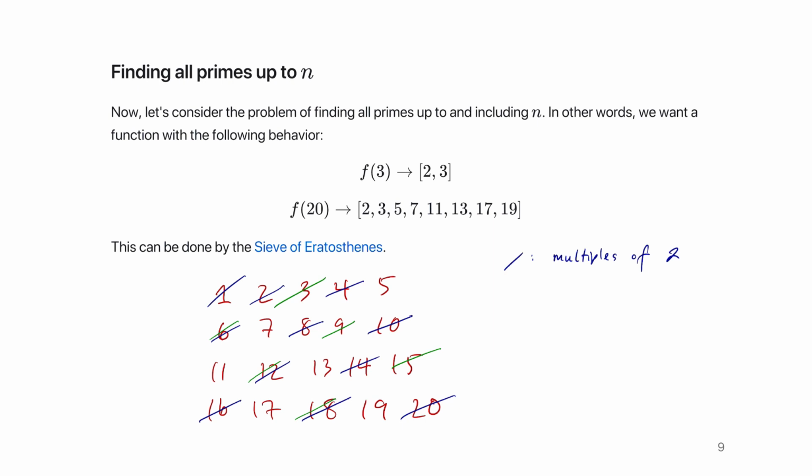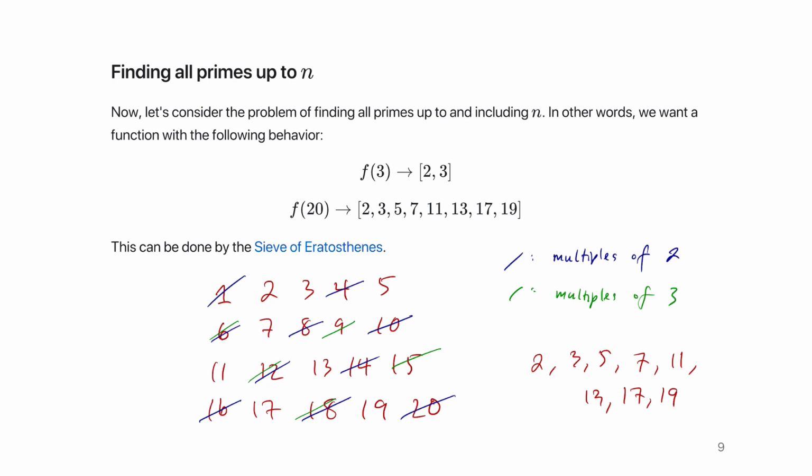And I shouldn't have crossed out 2 and 3 as we went along. So again, I shouldn't have crossed out 2 and 3. But anyways, everything that's crossed out is not a prime. So we read off all the not crossed off numbers. I'll get 2, 3, 5, 7, 11, 13, 17, 19, which gives me all the primes in that range.